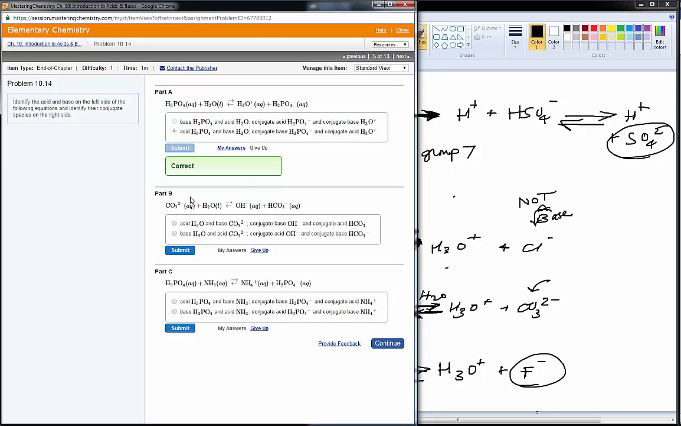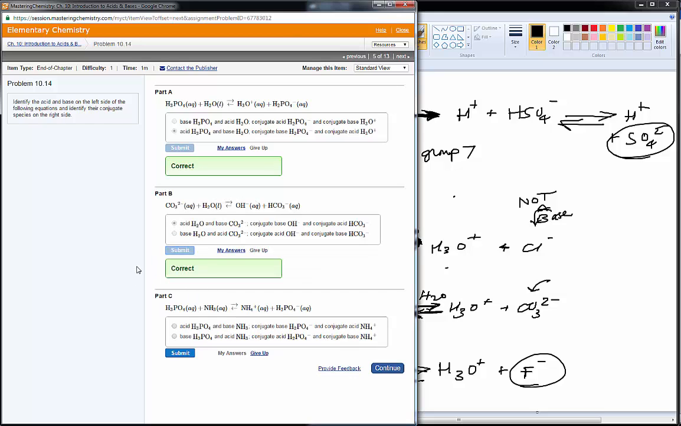All right, CO3 2 minus. Here it has gained a hydrogen. Having accepted that hydrogen, that means it was the base. CO3 2 minus was the base, and H2O was the acid because it's the one that donated the hydrogen. And H3PO4 going to form H2PO4 minus means this has donated a hydrogen because it's lost one, so it must have been the acid.